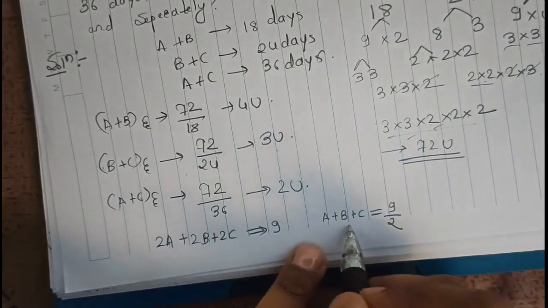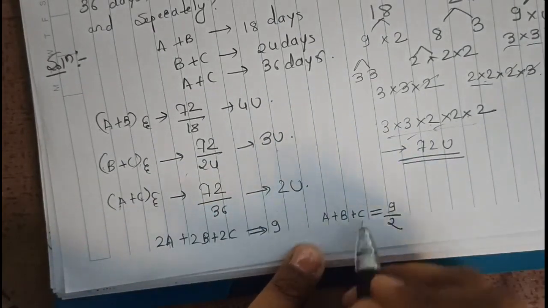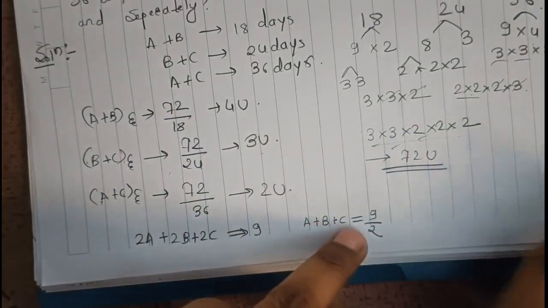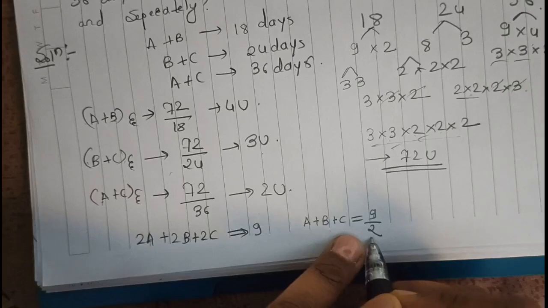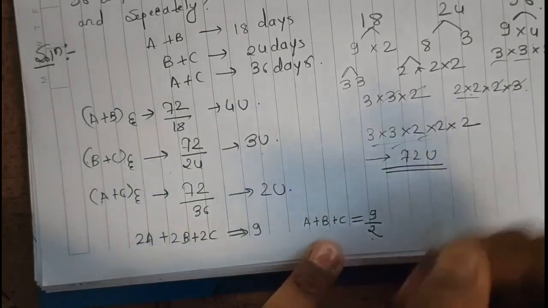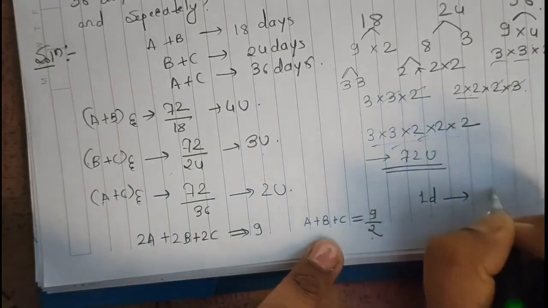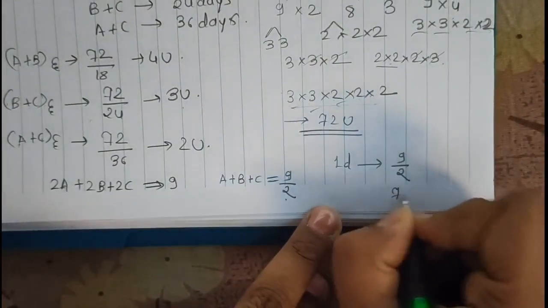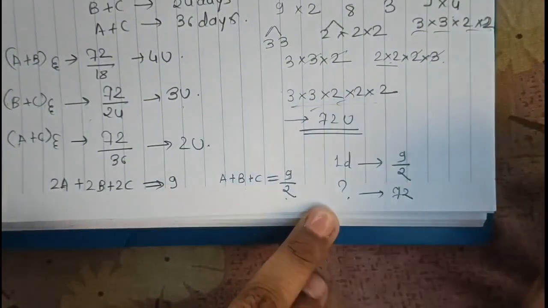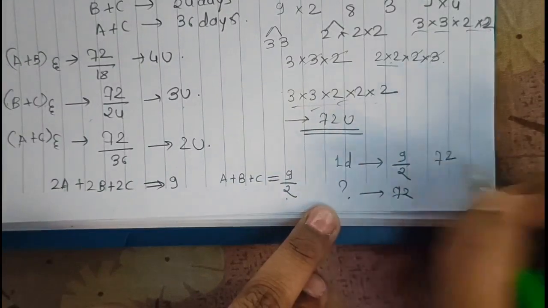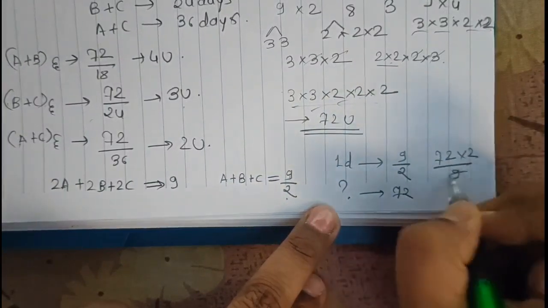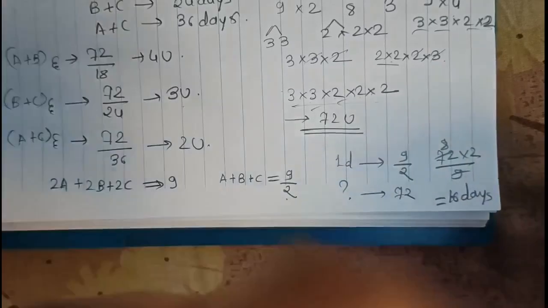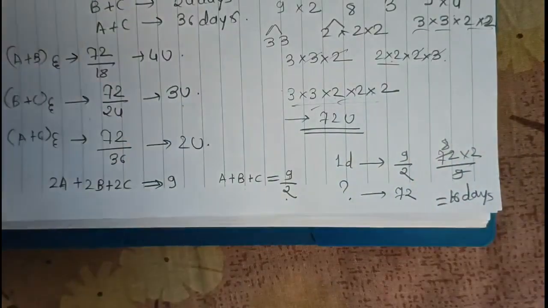So we have got the efficiency for A, B, C working together, that is A plus B plus C. They can complete 9 by 2 units of the work in 1 day. So 72 units of the work will be completed in how many days? It would be 72 into 2 upon 9, that is 16 days required for A, B, C working together.